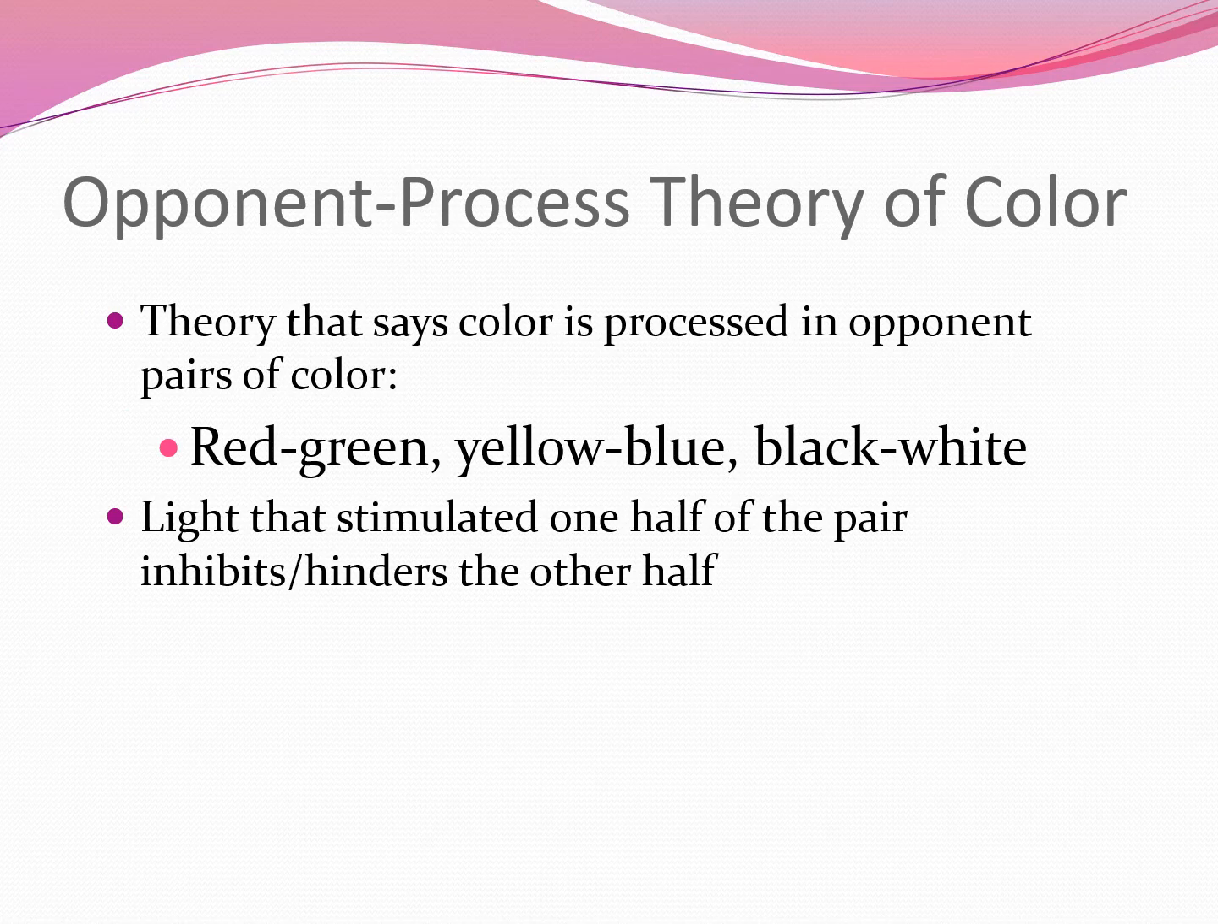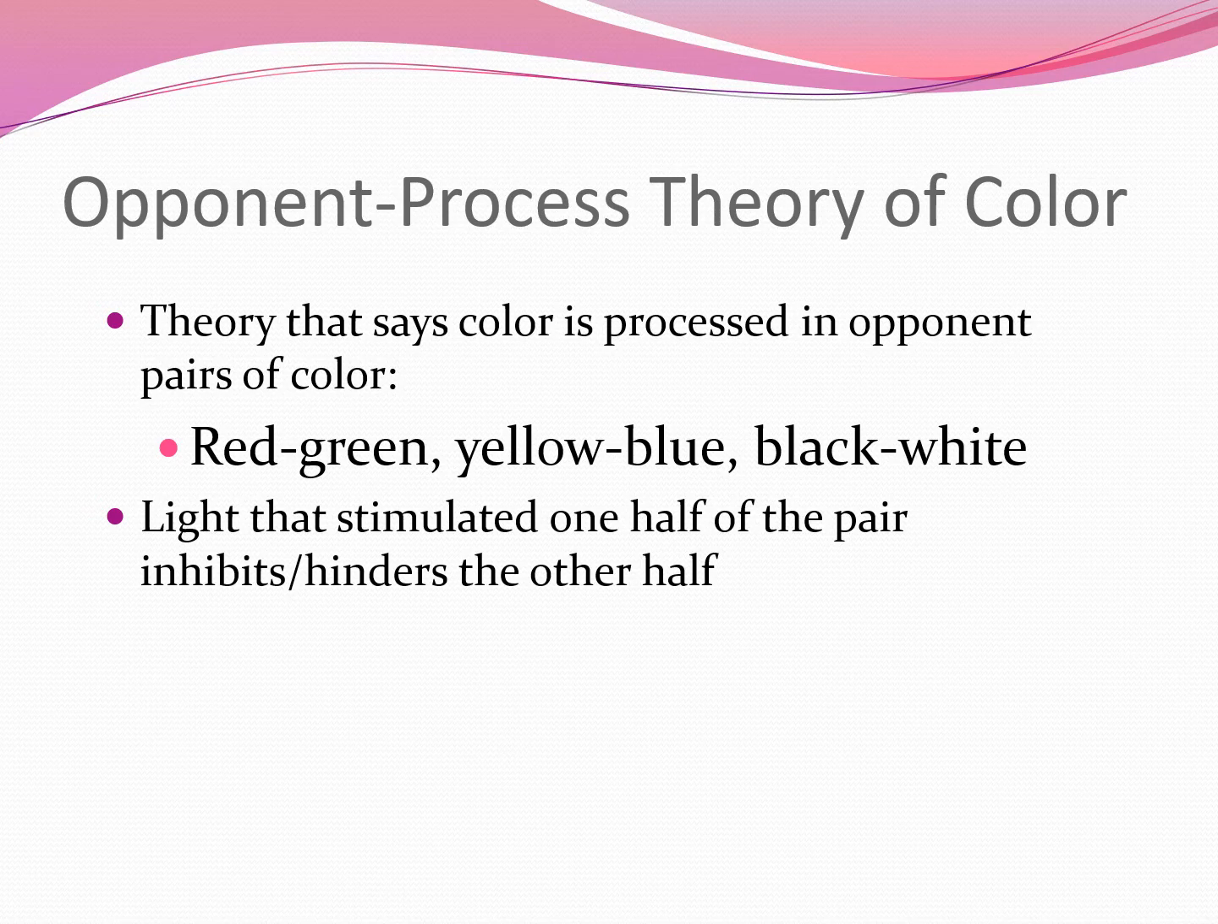So the opponent processing theory says that color is processed in opponent pairs, right? Red goes with green, yellow goes with blue, black goes with white. Light that stimulates one half of the pair inhibits or hinders the other half. So if I stare at something that's red, I'm exhausting all my red cones, and if I blink or look at something else, I'm going to see green, because that's what's paired with it. And so we're going to see a number of afterimages.